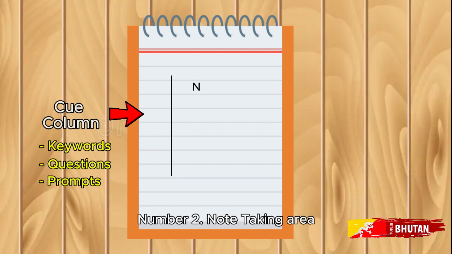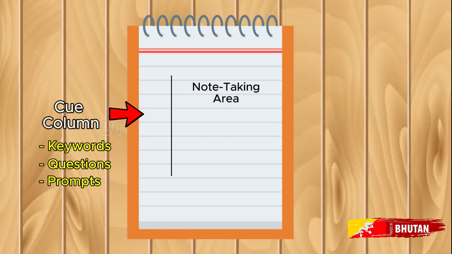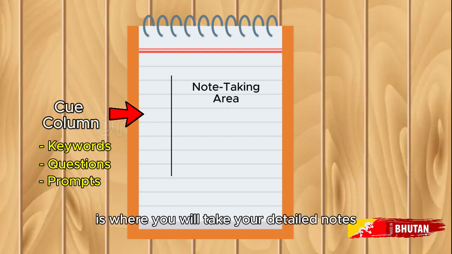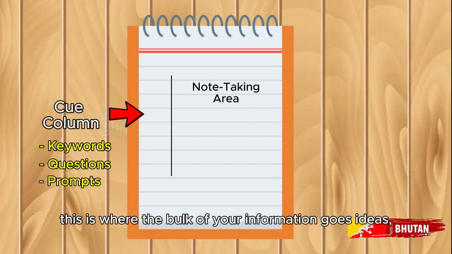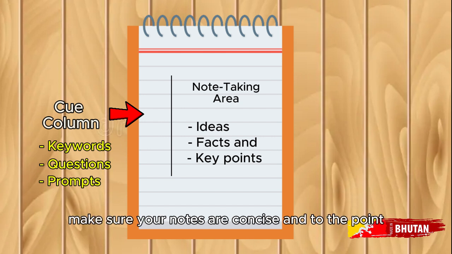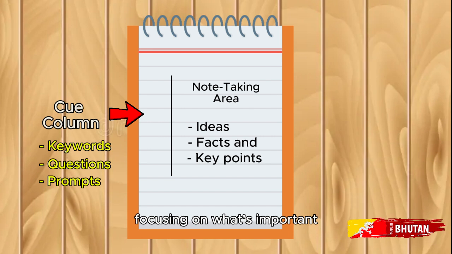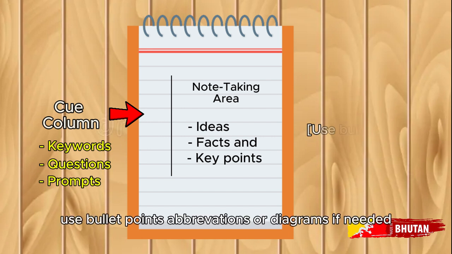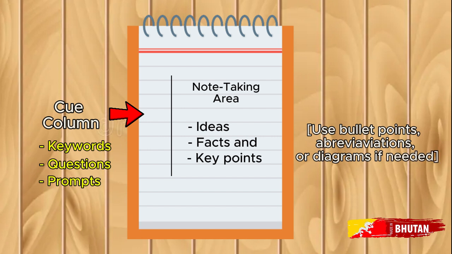Number 2. Note-taking area. The right side is where you will take your detailed notes during a lecture, meeting, or while studying. This is where the bulk of your information goes: ideas, facts, and key points. Make sure your notes are concise and to the point, focusing on what's important. Use bullet points, abbreviations, or diagrams if needed.